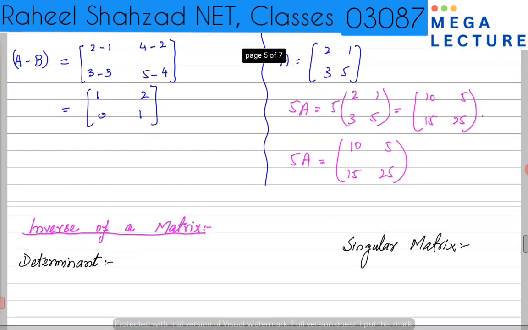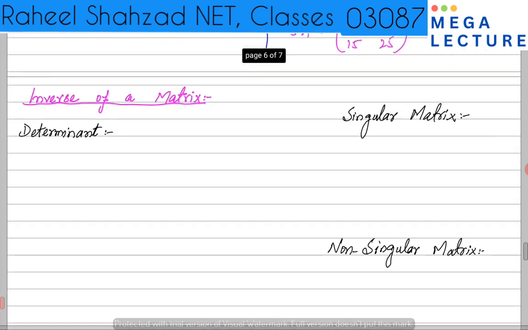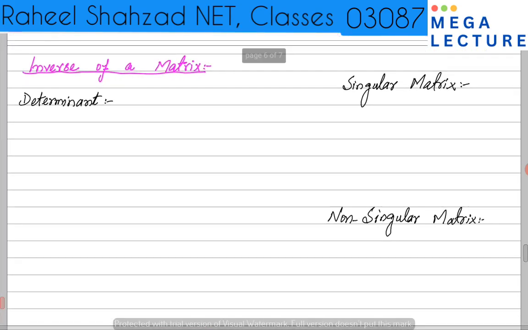Okay guys, after this we need to cover the inverse of a matrix. This is a very important topic as far as assessment is concerned. So we start with the determinant.